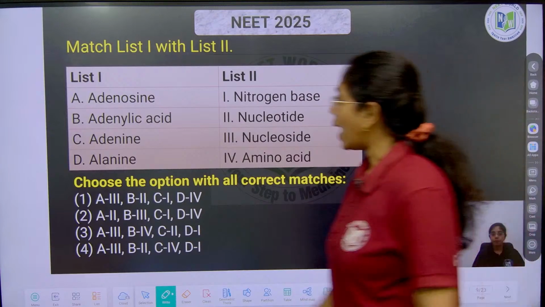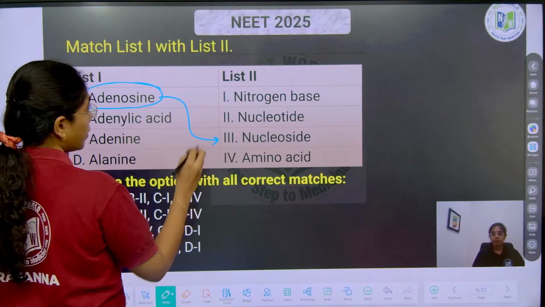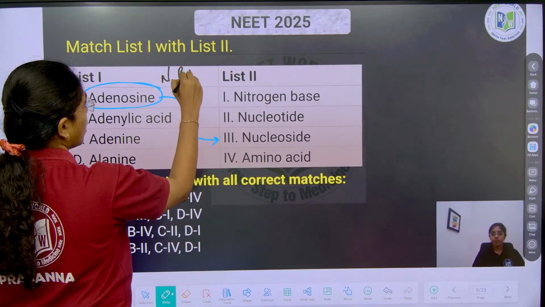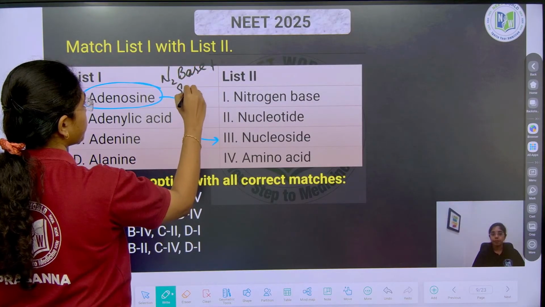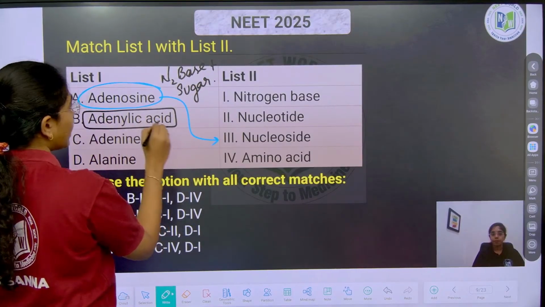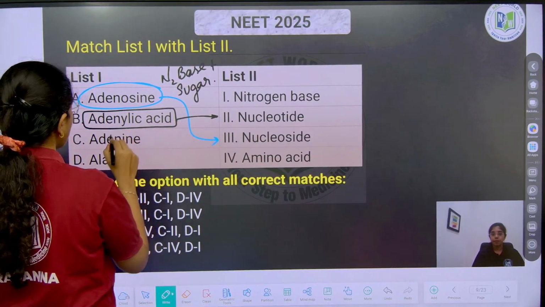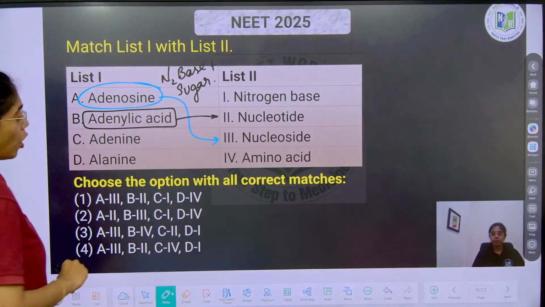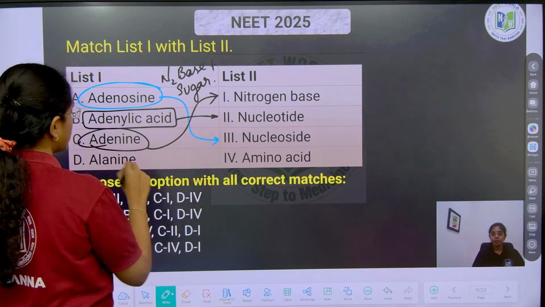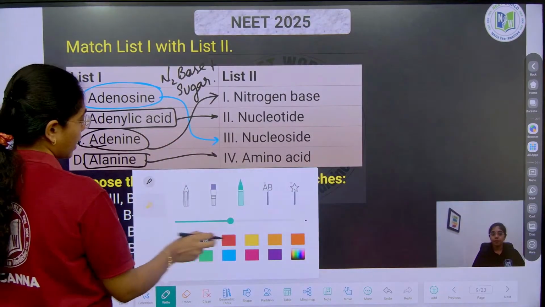Good. Adenosine is a nucleoside. It has what components? It has nitrogen base and sugar. Followed by what? Adenylic acid. Adenylic acid will have what? It is a nucleotide. It has what components? Nitrogen base, sugar, phosphate group. Next is what? Adenine. Adenine is a nitrogen base. Next is what? Alanine. Alanine, amino acid. Tell me what is the right answer?